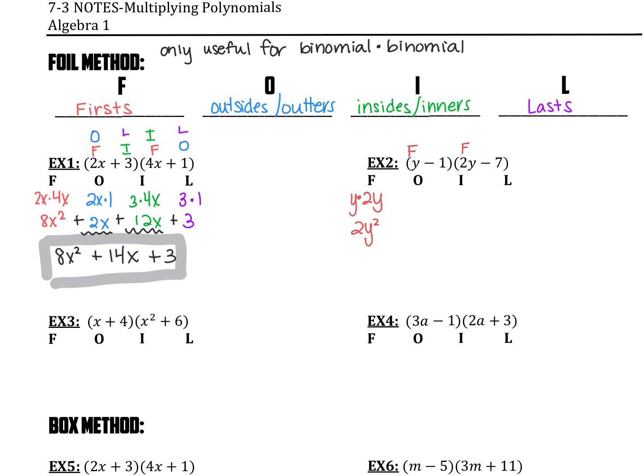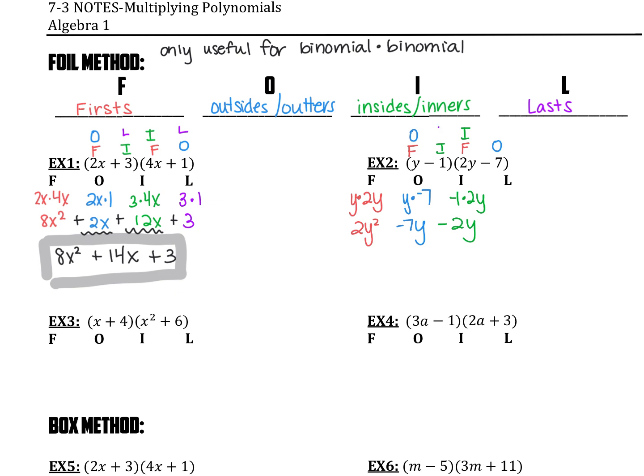My outsides are y and negative 7. That negative 7 is important. So y times negative 7 gives me negative 7y. My insides, my innermost two, are the negative 1 and the 2y. So I've got negative 1 times 2y multiplied together, which gives me negative 2y.